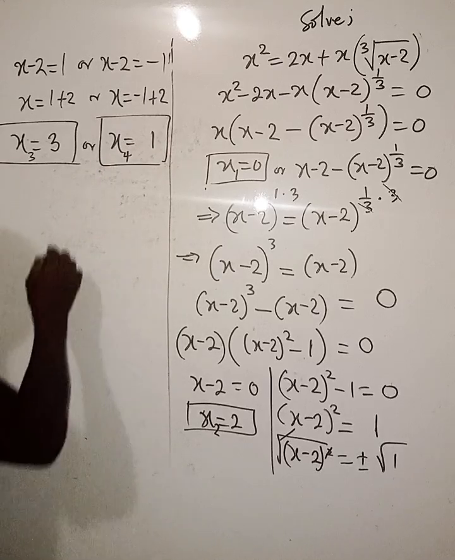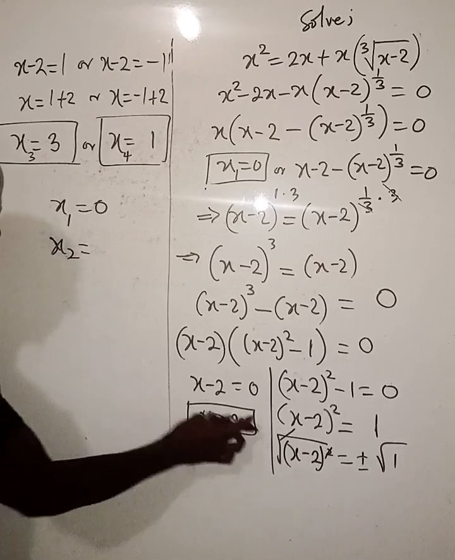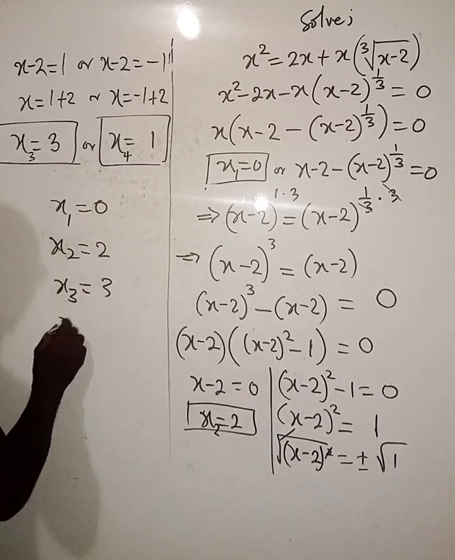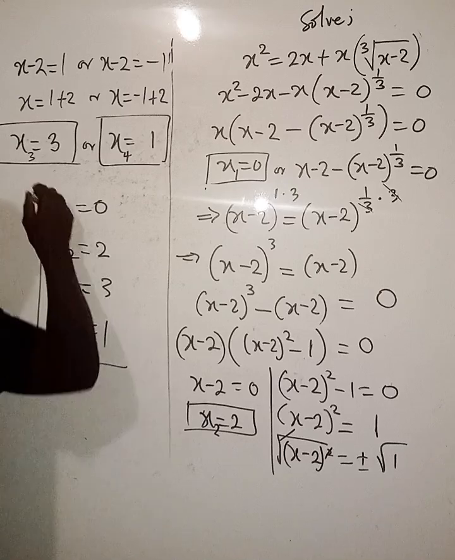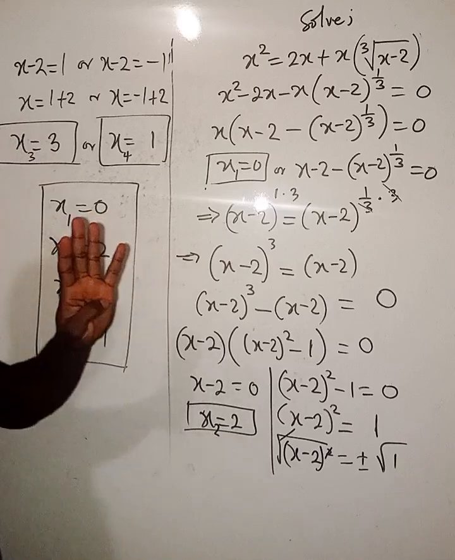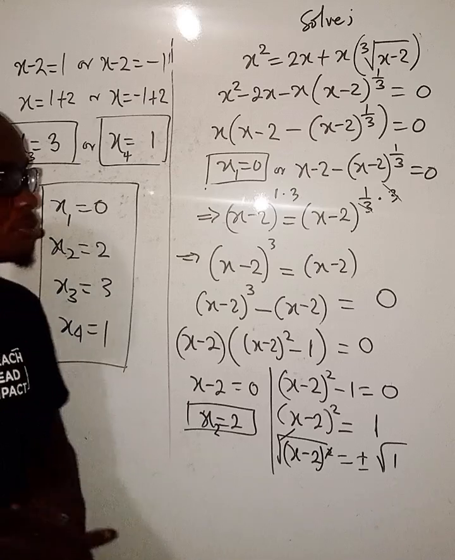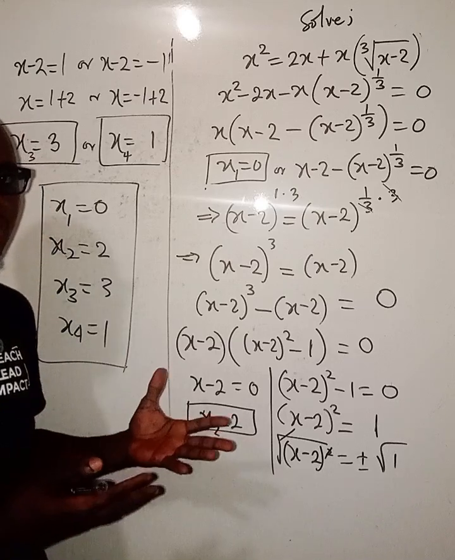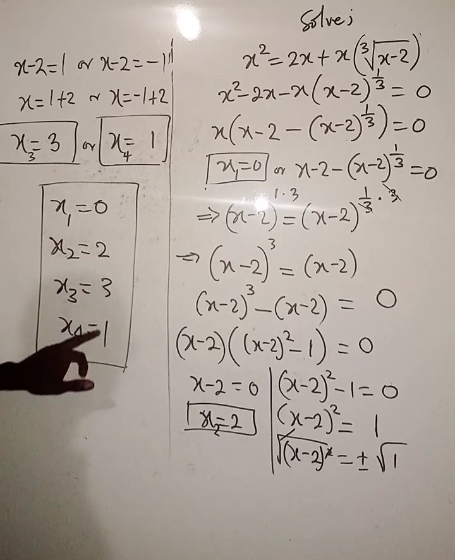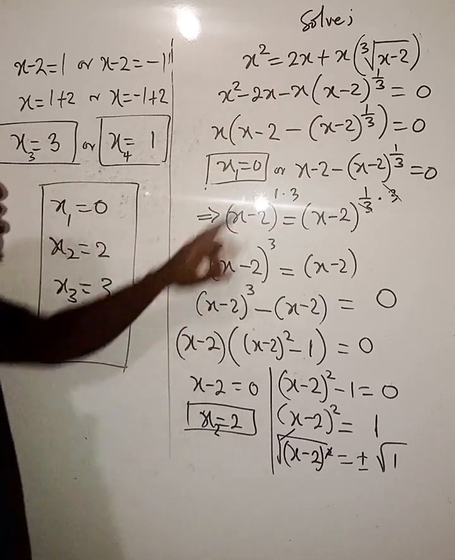So looking at this, we have x1 to be 0, x2 to be 2, x3 to be 3, and x4 to be 1. As you can see, we have how many solutions here? We have 4 solutions. I told you that if your hand is not strong here, you cannot solve this problem. Now with this, I believe you understand what I did. If you want to know whether we are right or not, pick these values one after the other and put them into this equation. You are going to see that they satisfy this equation.